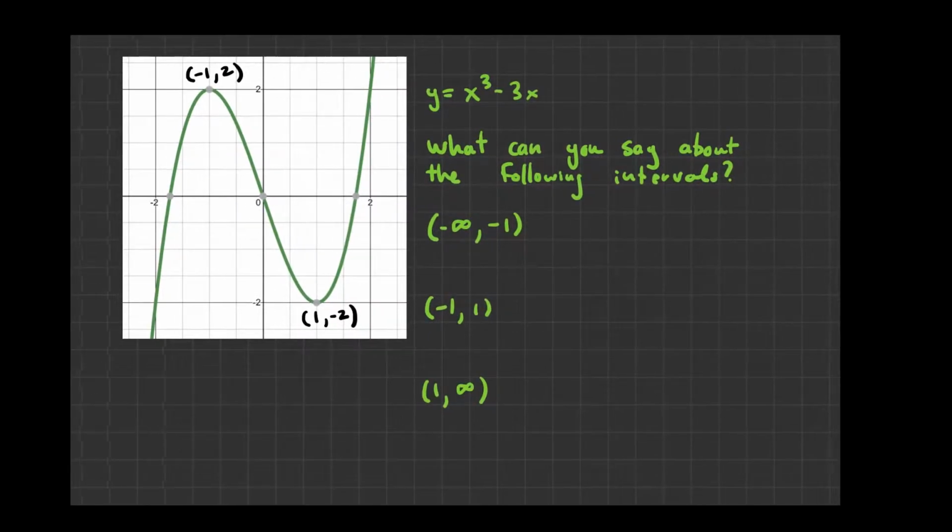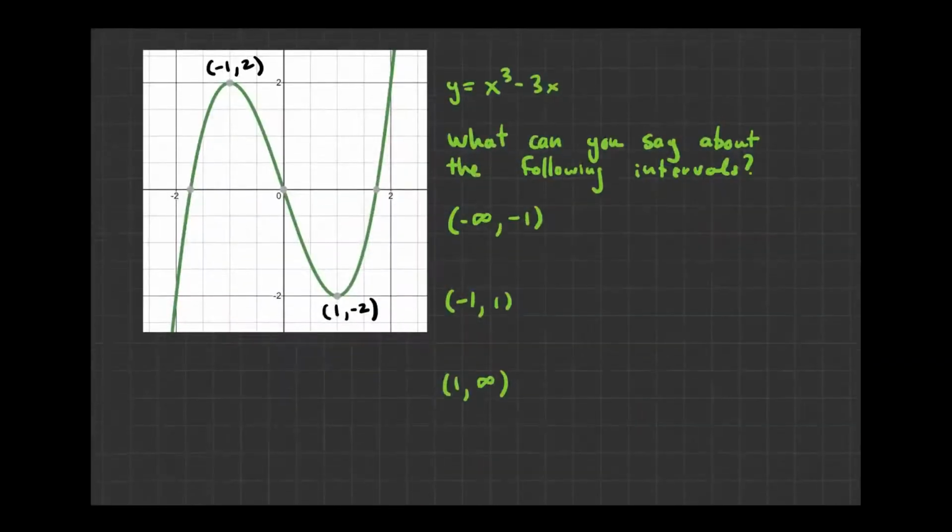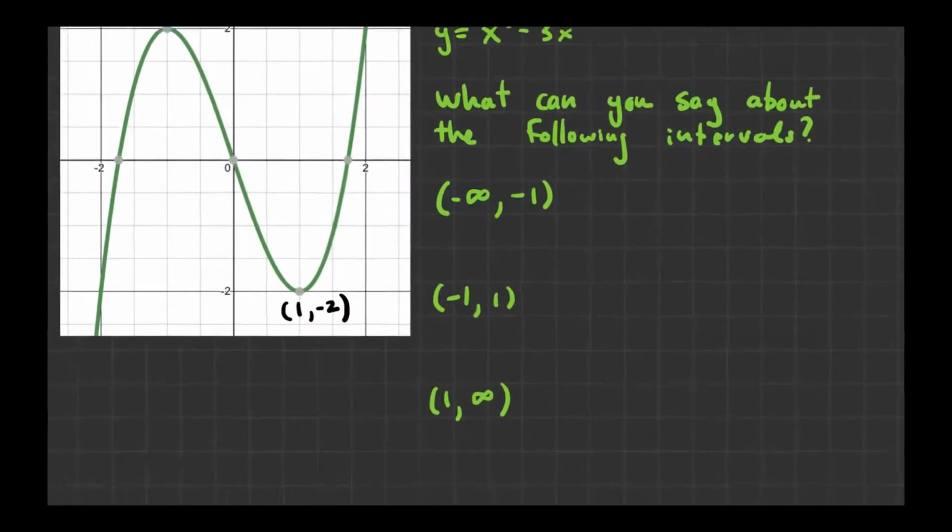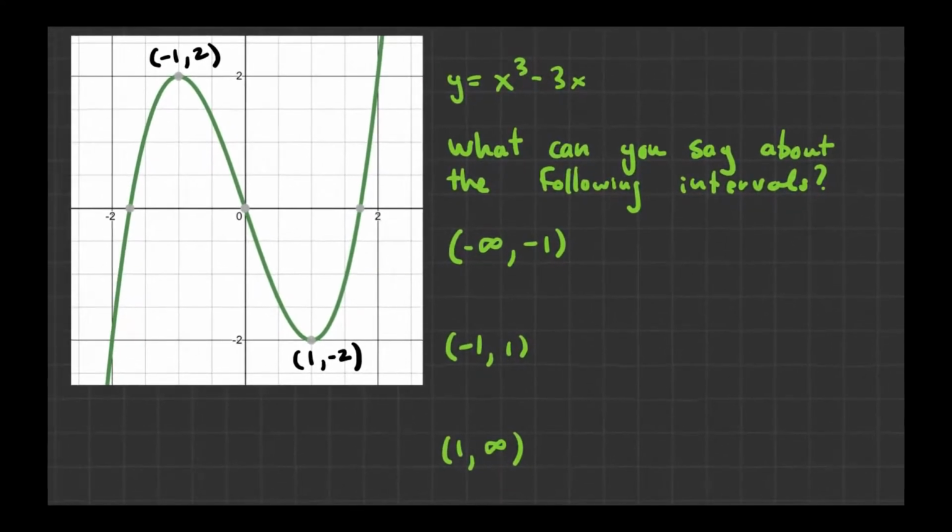Okay. So I want us to observe this graph here. So here's our nice little graph. This happens to be the graph y equals x cubed minus 3x. So it's a cubic graph. This also has some symmetry. This happens to be an odd function, right?